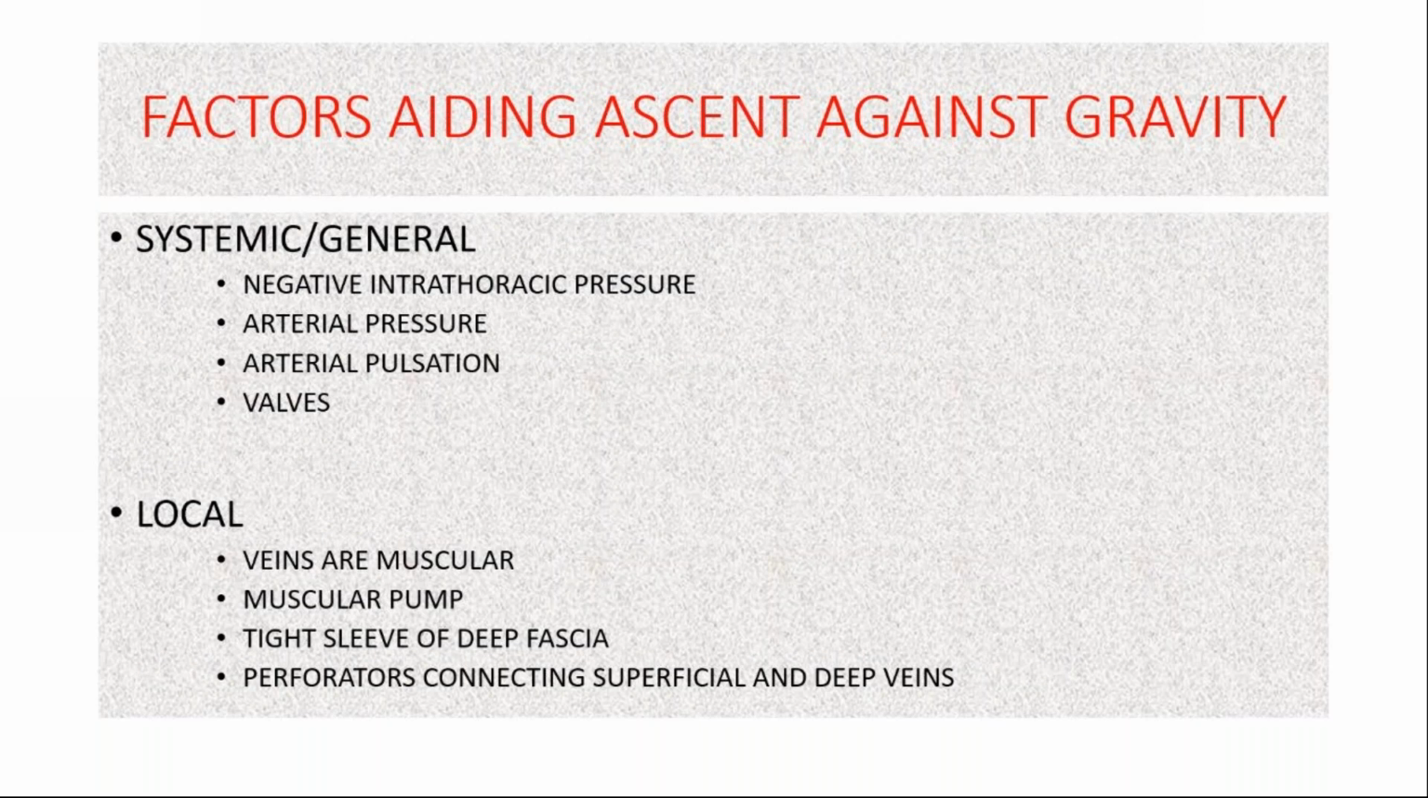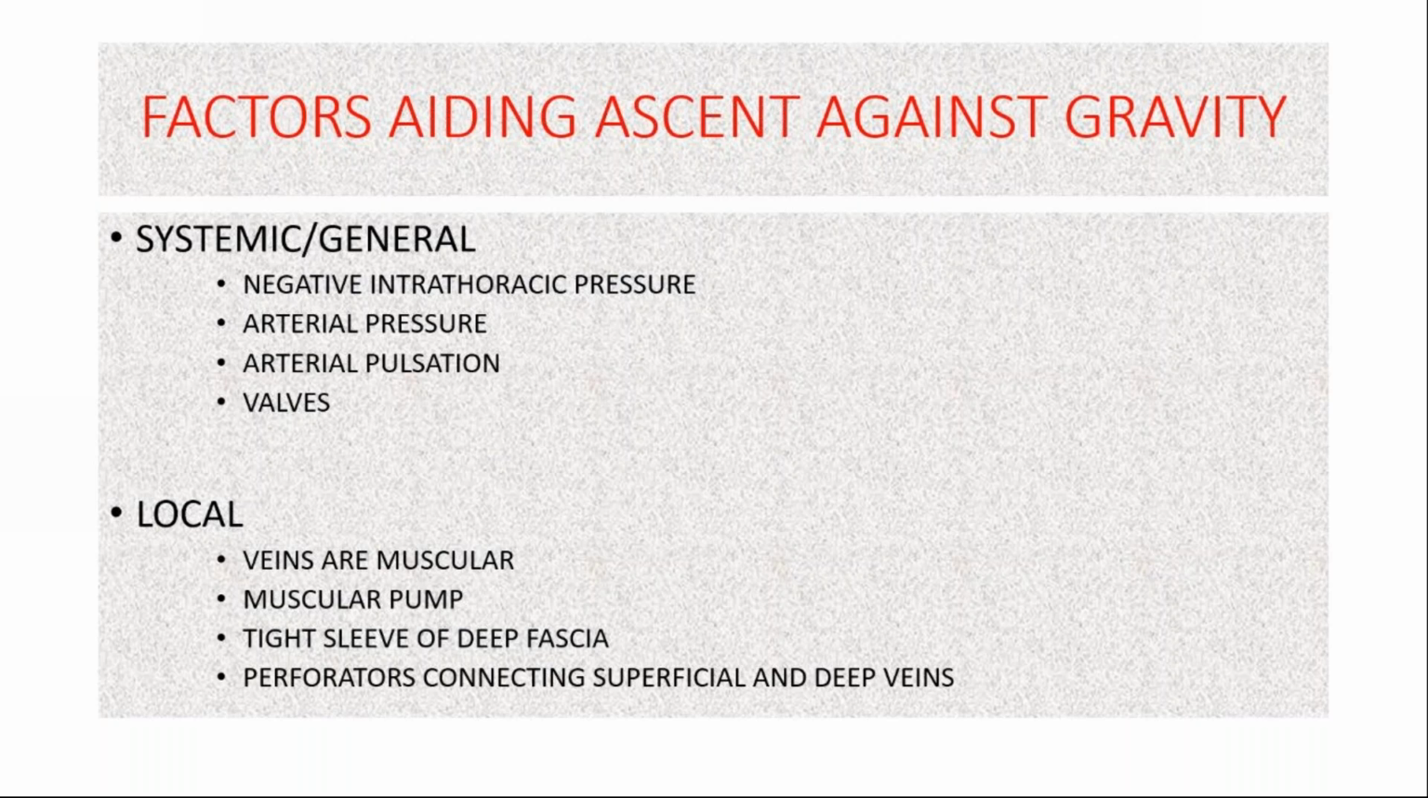Now let us discuss the factors assisting against gravity, and these are systemic or general factors. First is the negative intrathoracic pressure. The intrathoracic pressure is always negative, and it becomes more negative during inspiration. So this intrathoracic negative pressure sucks up the blood from the systemic circulation.